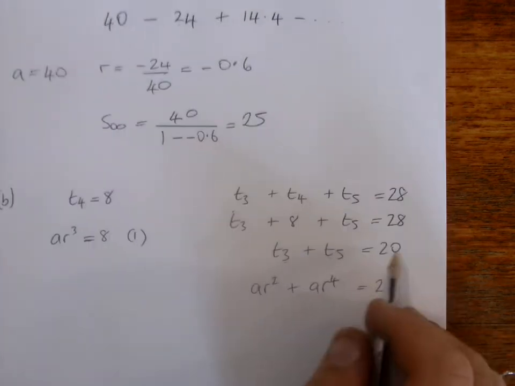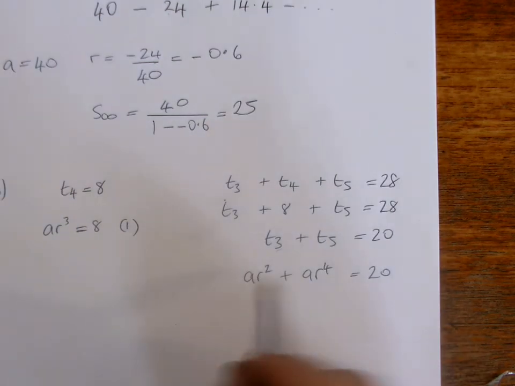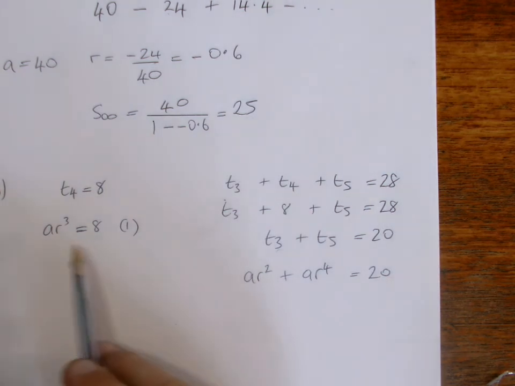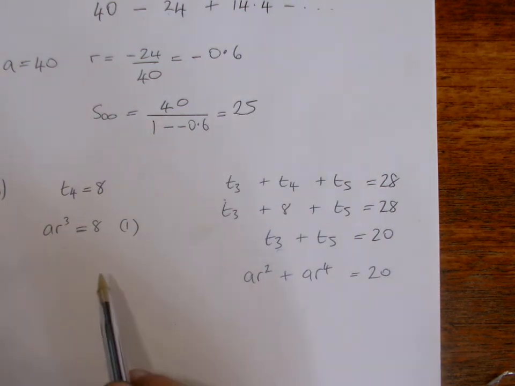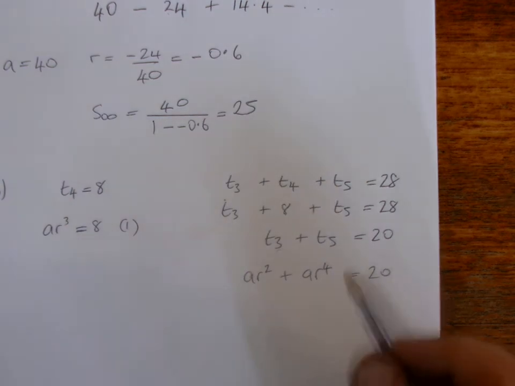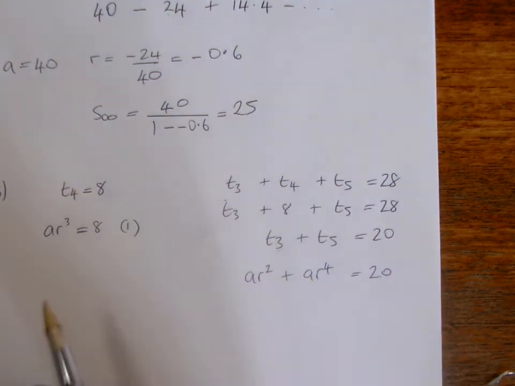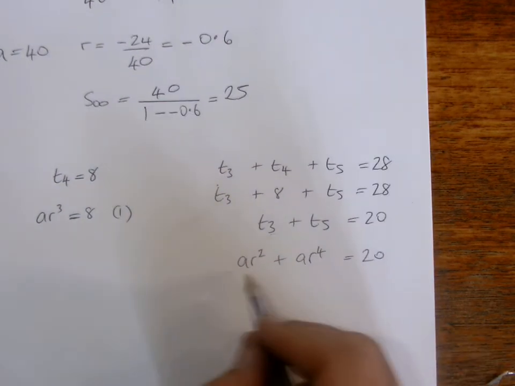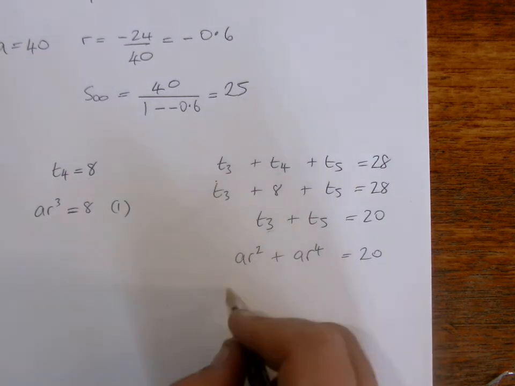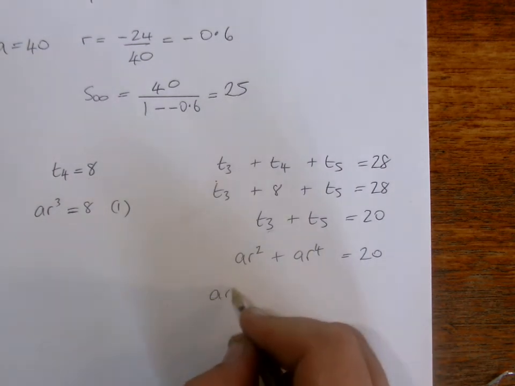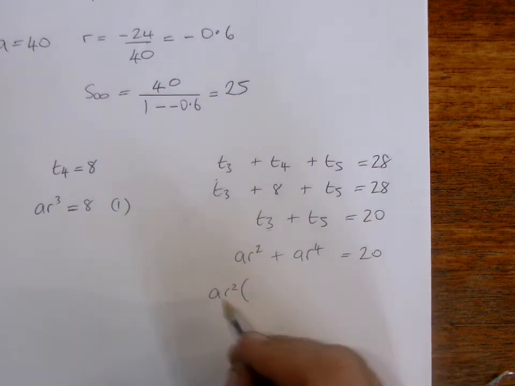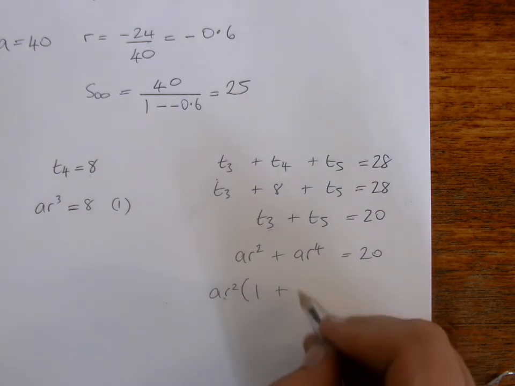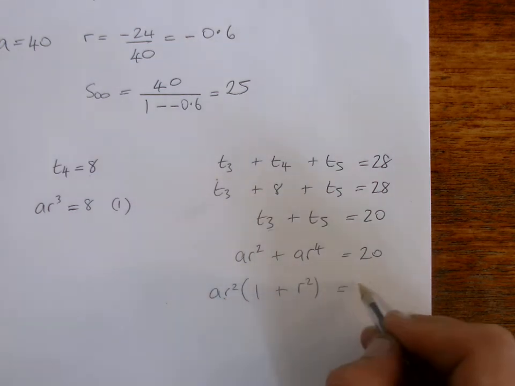What I would do here, it's going to be difficult if you try to get A equals, because it'd be 8 over R cubed, which wouldn't be particularly nice. So what we can do is divide. When we've got two simultaneous equations, we can divide them. But before I call this equation 2, I'll factorize out a common factor of AR squared, which might make life a bit easier. So AR squared times 1 gives me this, and then I've got to times the AR squared by R squared to get AR to the power 4.